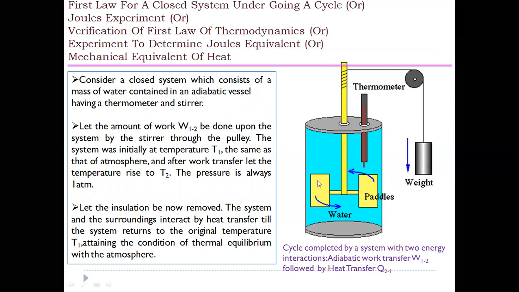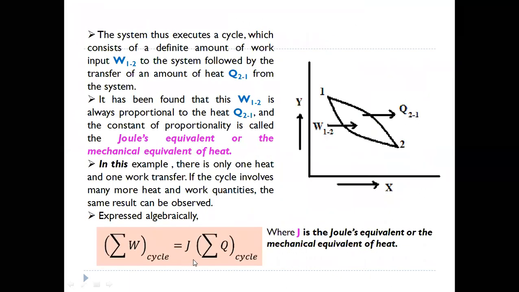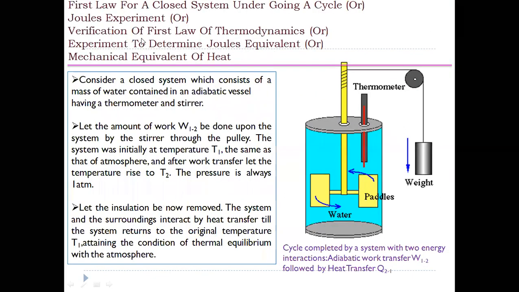It is also an experiment used to determine Joule's equivalent. So this is called Joule's experiment. This experiment is done to determine Joule's equivalent, which is also called the mechanical equivalent of heat. So these are all the names for this experiment.